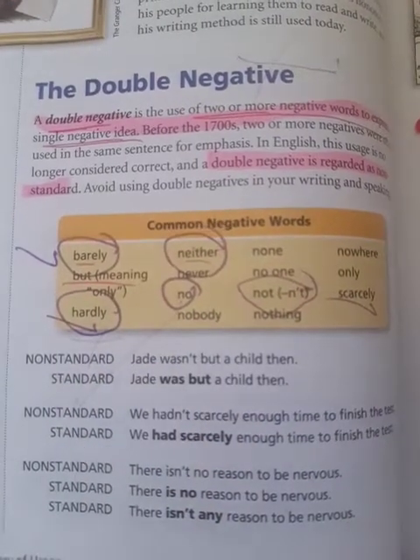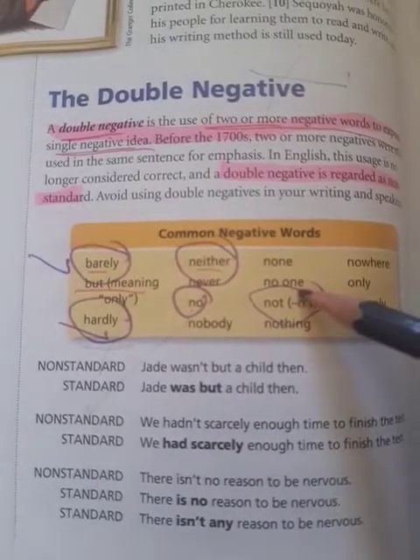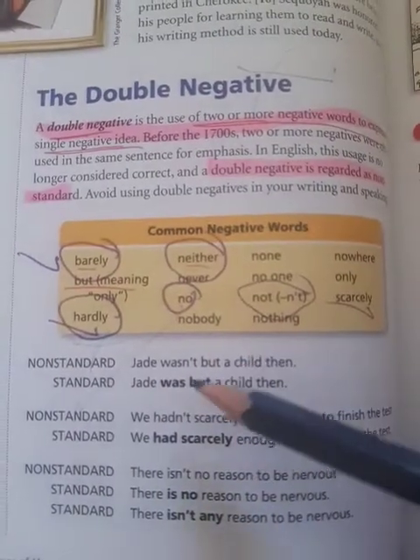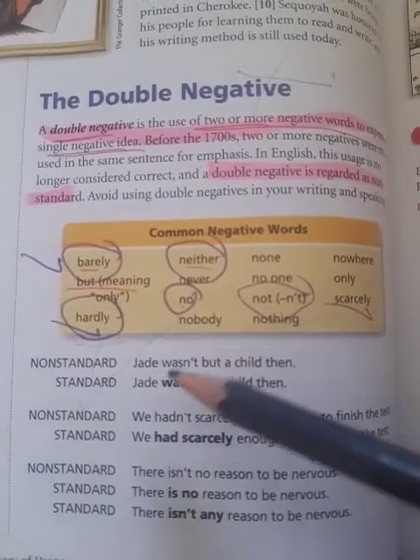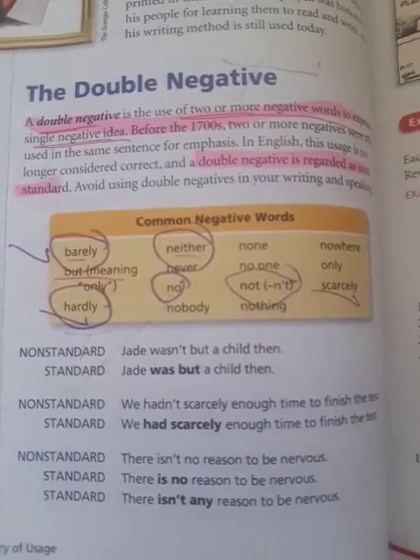Standard means correct. Jade wasn't but a child then. Not is a negative word, but also is a negative word. So you have to avoid it, you have to cross one out. Okay, you can cross out not or but. So you can say Jade was but a child then. Look at the second example here.